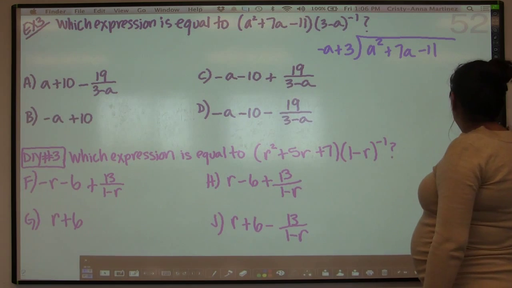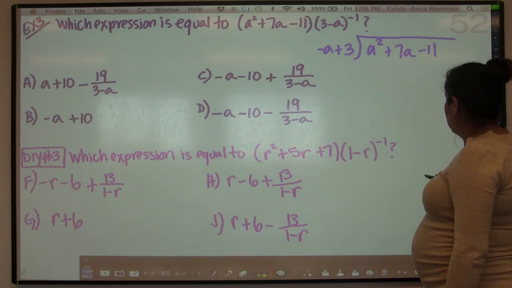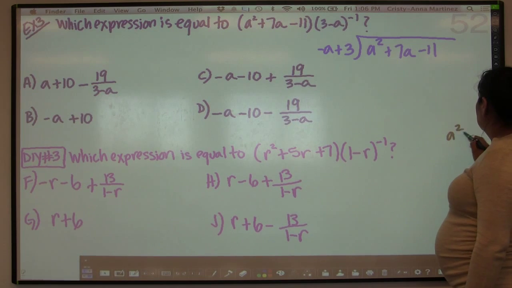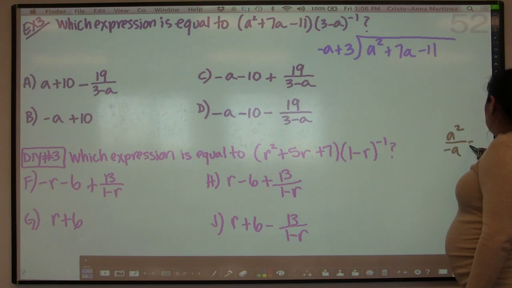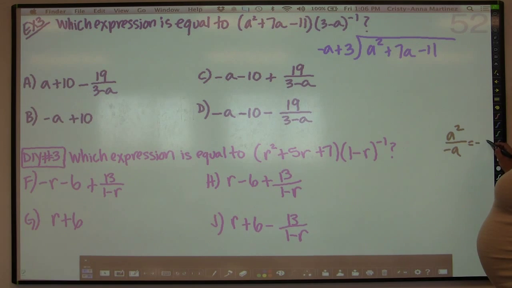And if you remember earlier, we said that the first thing we want to do is take our a squared, which is our leading term here, and divide it by negative a. And when I do that, I'm going to get negative a on top. So the negative is still going to stay there, and this a will cancel with one of those a's, leaving you just a to the 1 power. So I get negative a.